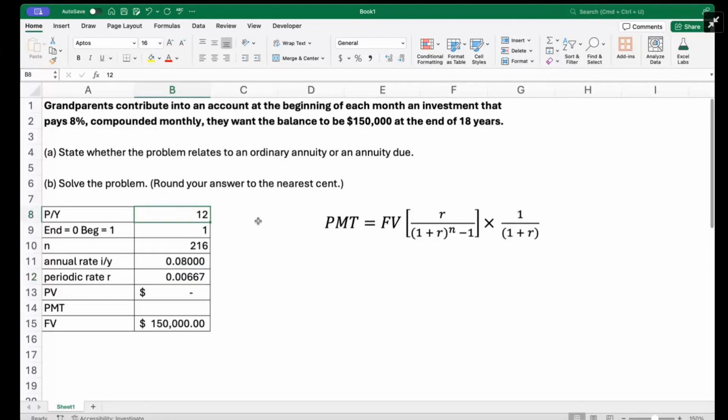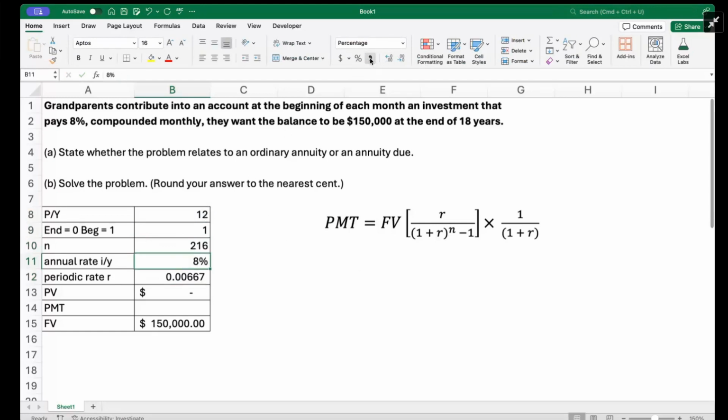So here's what we know. The periods per year is going to be 12. Now for Excel, we need to put a 0 or a 1 to make sure it knows it's an ending balance or a beginning balance. So 1 is the beginning, if the payments happen at the beginning of the period. And then the number of periods is going to be 18 years times 12. So that's 216 periods. Now our annual interest rate is 0.08, which corresponds to plain old 8%.